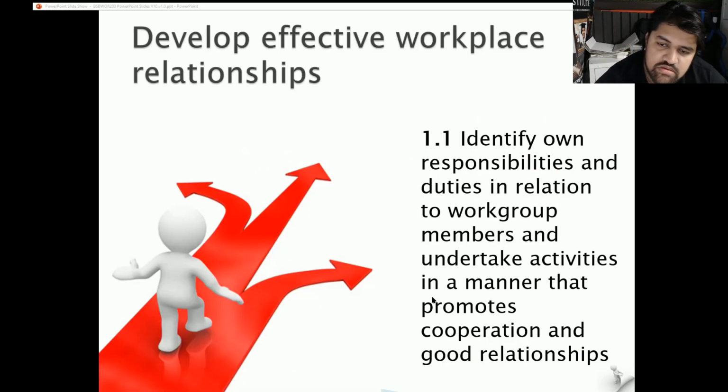So let's go. Develop effective workplace relationships. 1.1. Identify own responsibilities and duties in relation to work group members and undertake activities in a manner that promotes cooperation and good relationships.